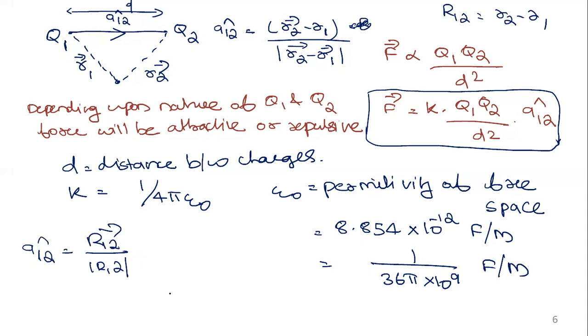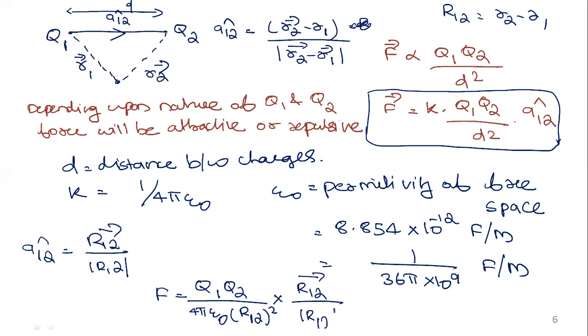So what will be the force? Force F is equal to Q1 Q2 divided by 4 pi epsilon 0 into R12 square, into, we need the direction also, vector R12 divided by modulus of R12. So the modulus of R12 is the same, so we can take R12 cube. So this is Coulomb's law in complete vector form.